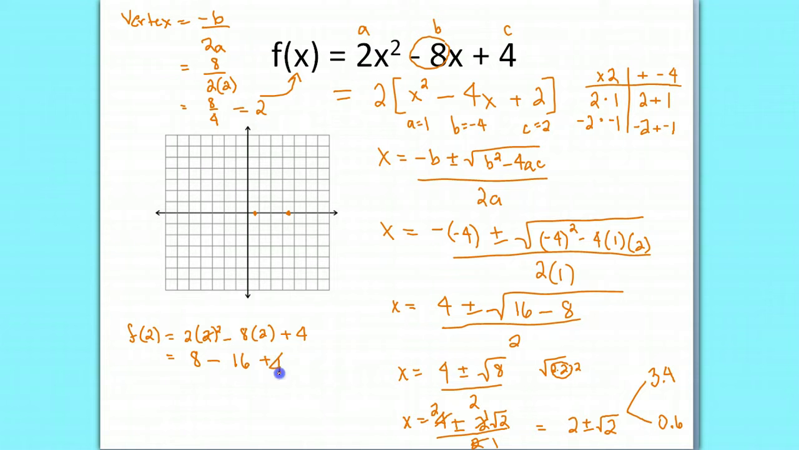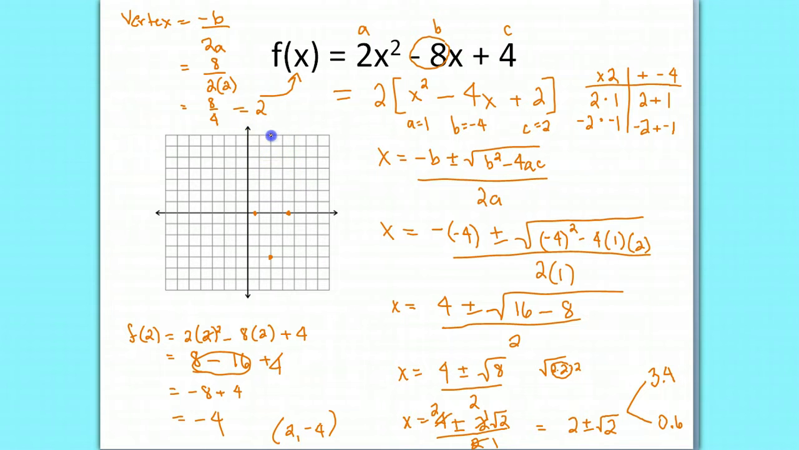Now we're going to add from left to right, so we're going to get negative 8 plus 4, because I put these two together to get the negative 8, and then we're going to get negative 4. So our vertex is at 2, negative 4. So that means we have the point 2, negative 4. So we go right 2, start at the origin, 1, 2, and then down 4: 1, 2, 3, 4.